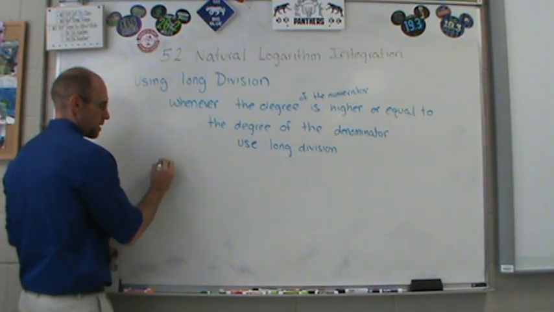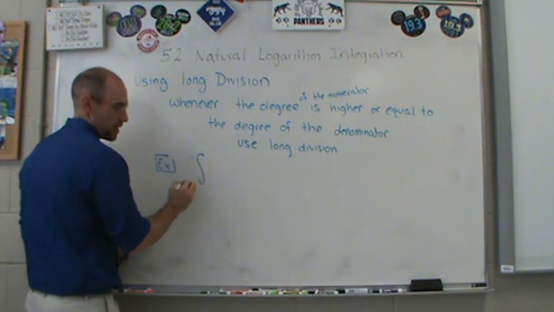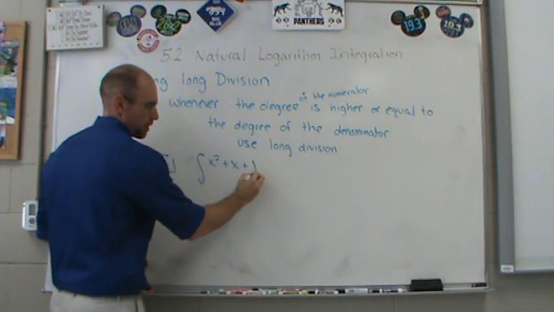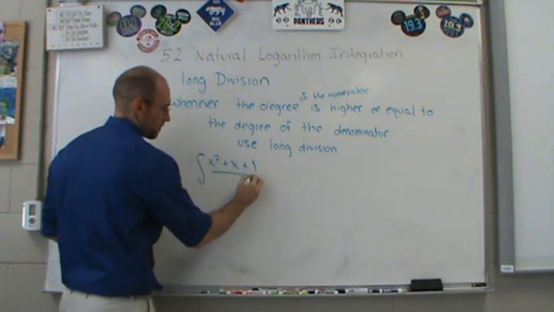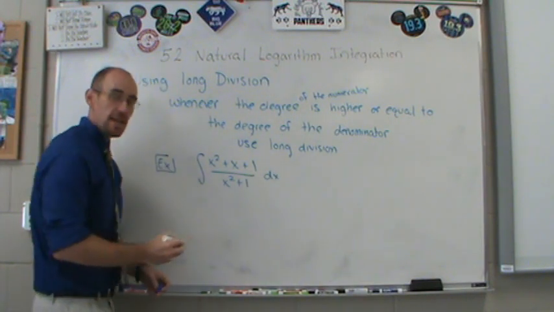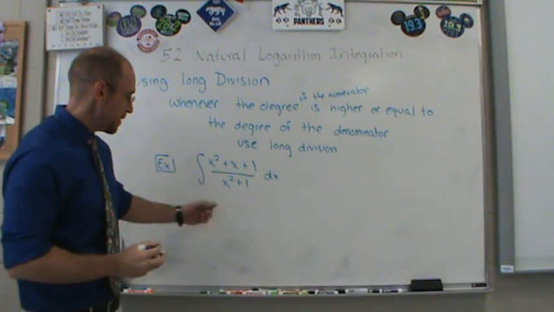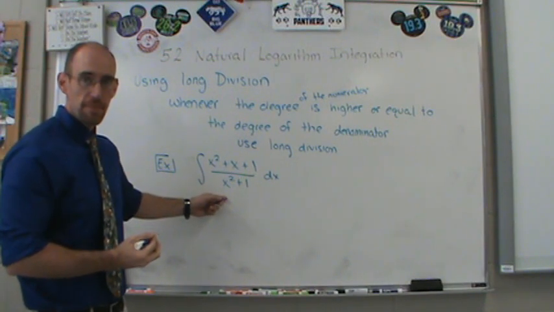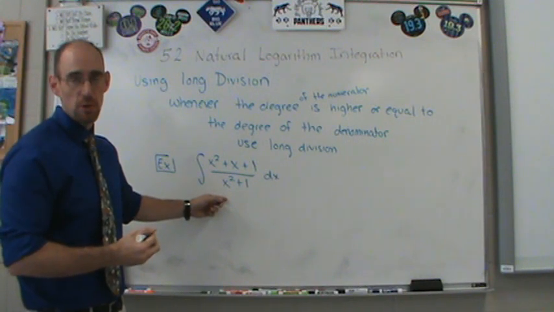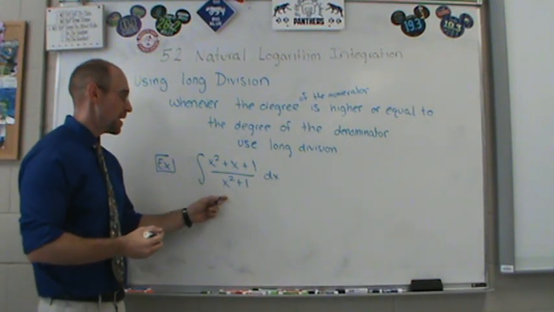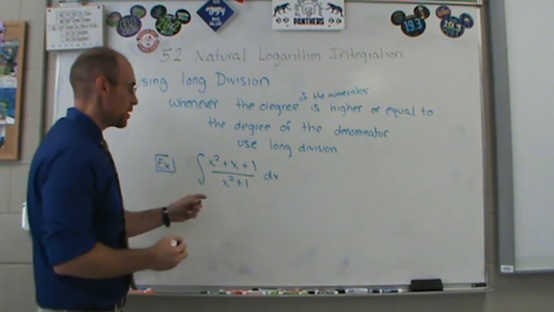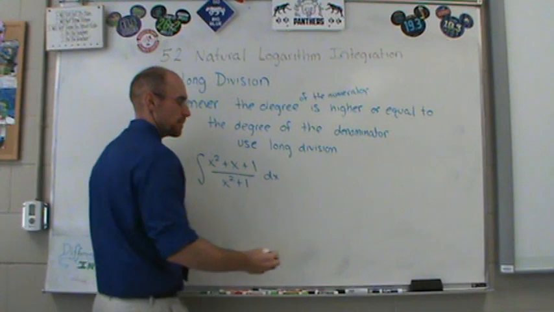That we have the integral of x squared plus x plus 1 divided by x plus 1 dx. Now this is a case where the degrees are the same. A lot of times we only remember when the degree is higher, use long division, but even if they're the same, unless we can simplify it somehow, we have to use long division. So we're going to go ahead and use long division to simplify this out a little bit.